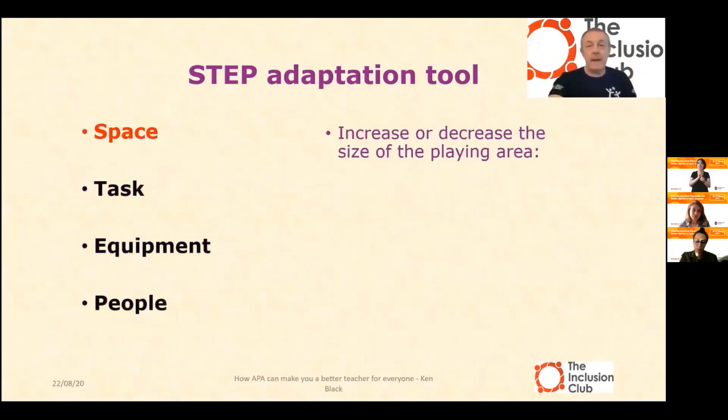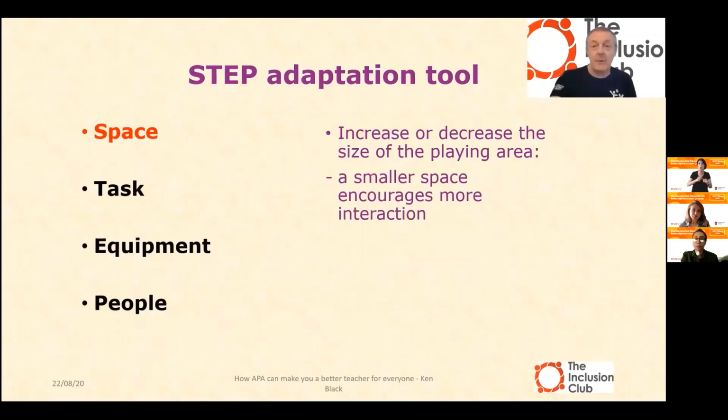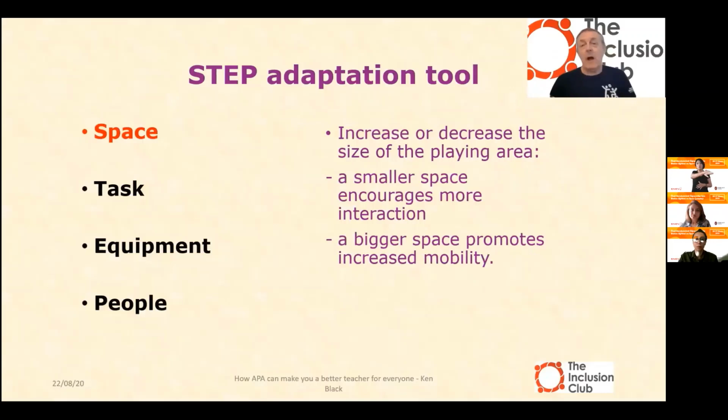So let's look at space. We can, for example, increase or decrease the size of the playing area. So, for example, if we have a small space, this encourages more interaction between the participants. It also means that the people whose mobility is inhibited don't have to cover so much space. A bigger space promotes increased mobility. So if we want people to move more, we can make the space bigger.